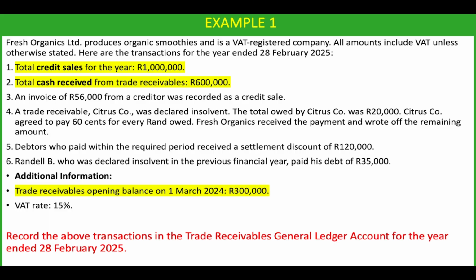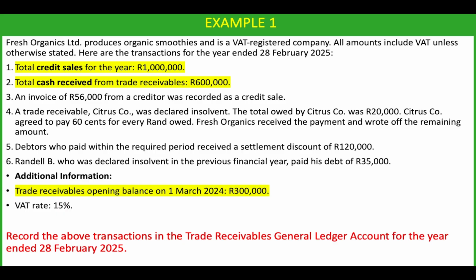Alright, I hope you've attempted the rest of the questions. What did you do for number 3? An invoice of 56,000 rand from a creditor was recorded as a credit sale. We know that's a mistake that was made by whoever was recording, the bookkeeper for the company, for instance. So this is an invoice from a creditor. And what is a creditor? A creditor is our trade payable, meaning our supplier, meaning we owe them this money, 56,000 rand.